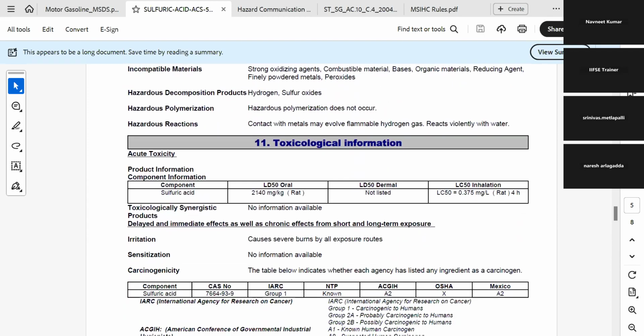Then toxicological information, which is again LD50, it is for oral, which means taken through the mouth. LD50 dermal is not listed. LC50, it is inhalation. Here also they have these results for test animals, not on human trials. So LC50 is 0.375 mg per liter of air, for 4 hours of exposure. And LD50 is 2140 milligrams per kilo of animal.